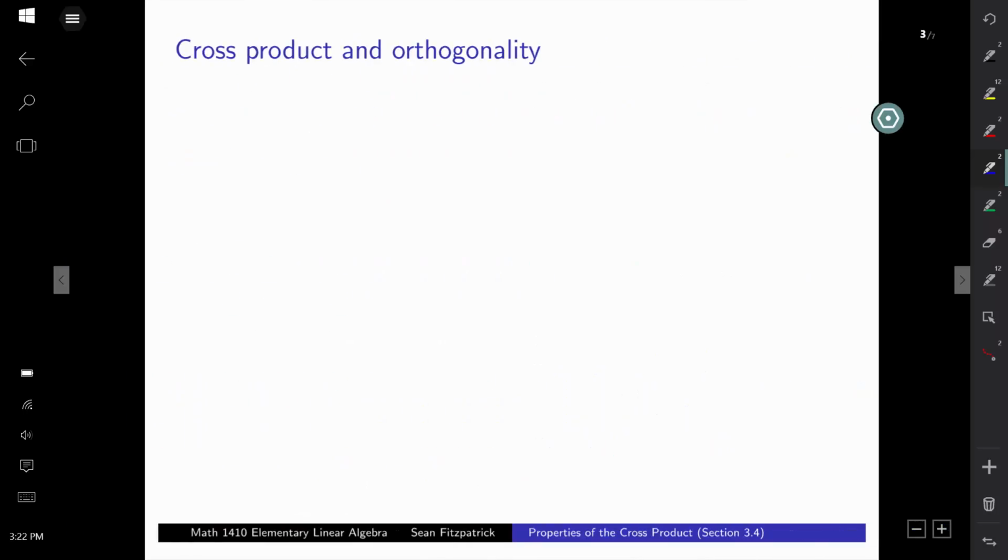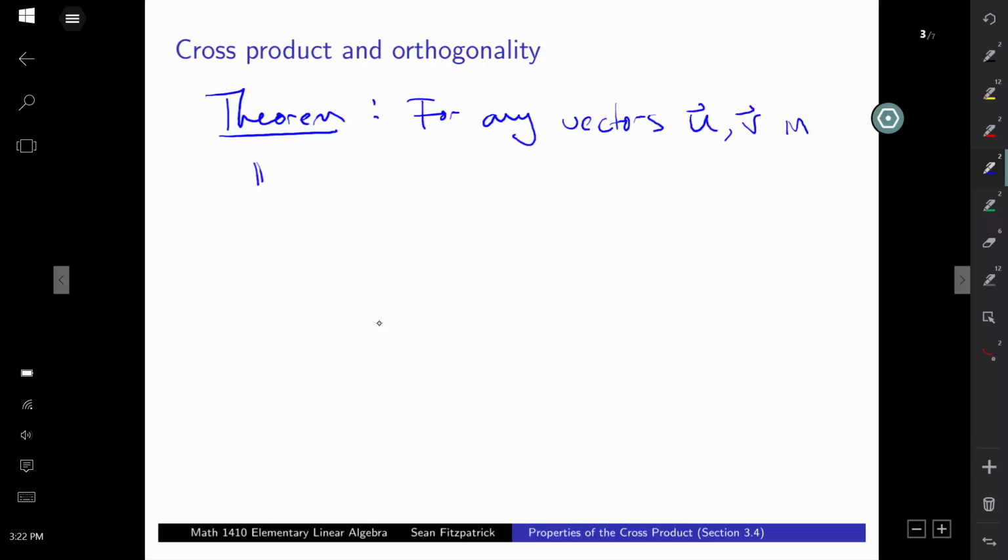Okay. So let's see that this actually works, right? So I've made this claim a couple of times now that the cross product is orthogonal to both of the vectors, right? So this is a theorem. For any vectors u and v in 3 dimensions, if I do u dotted with v cross w, the result is going to be 0.